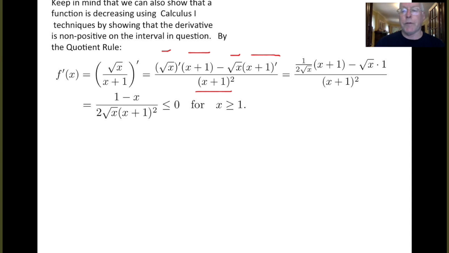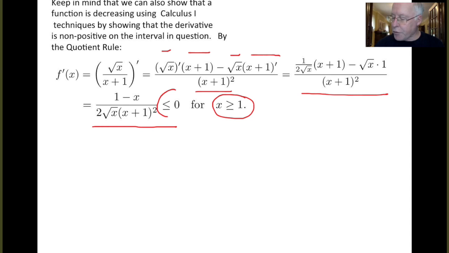And those derivatives are pretty easy to take. They're given over here in this next step. And then a little algebraic simplification gets us to this point. And we notice that as long as x is at least as big as 1, this numerator is going to be less than or equal to 0. It'll be 0 when x equals 1 and negative for any larger values. The denominator is positive. So sure enough, this derivative is negative.